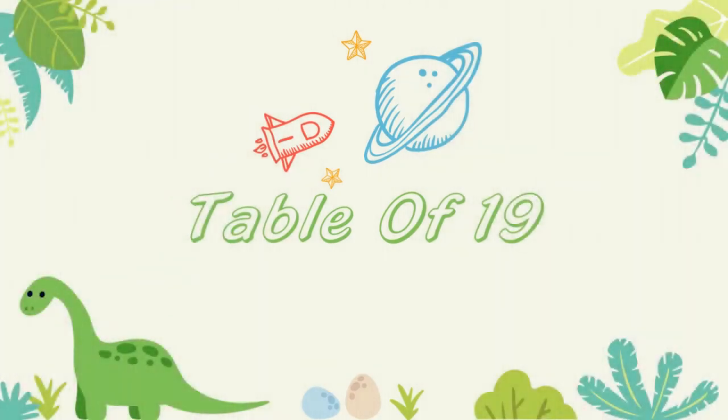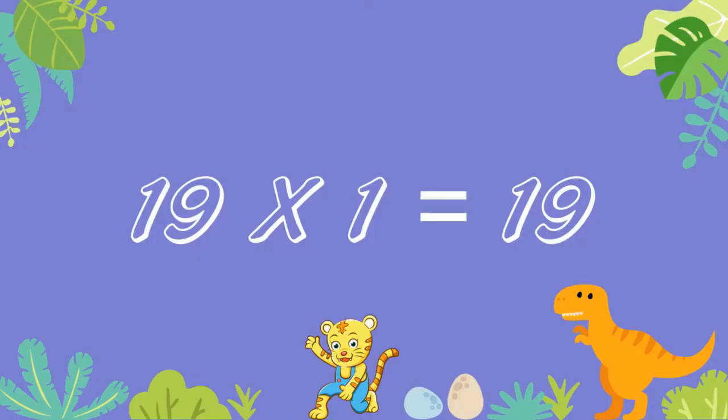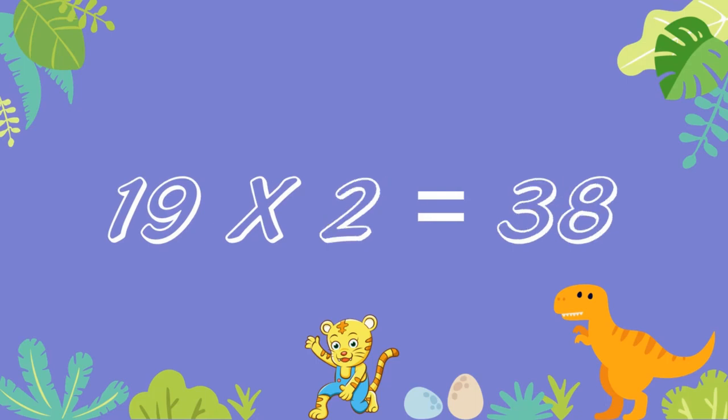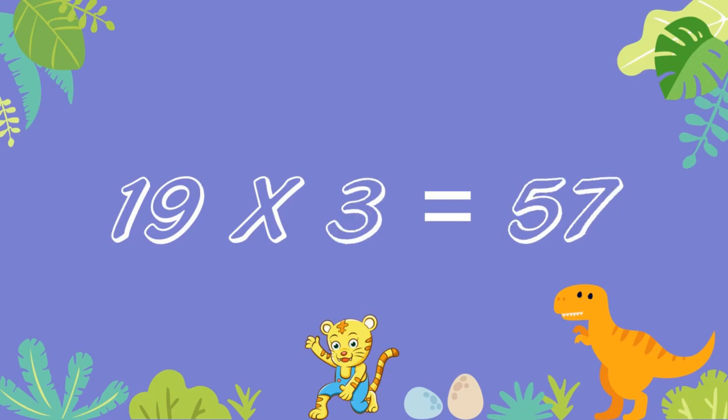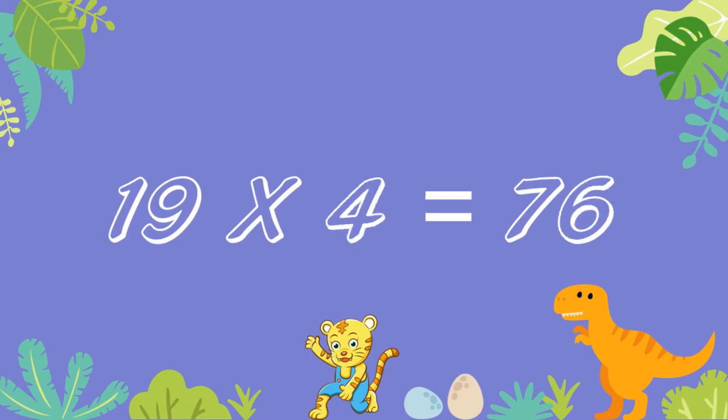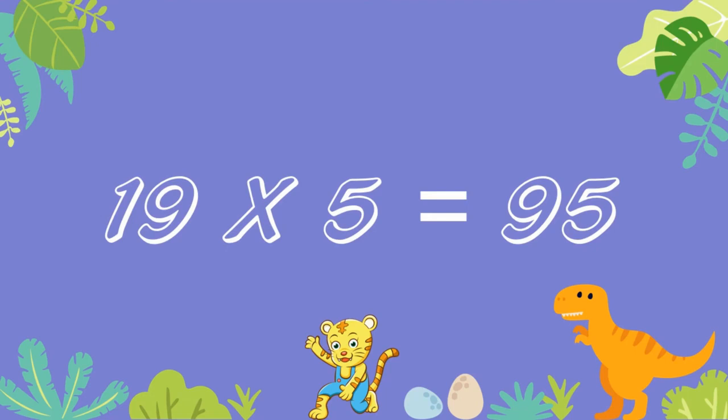Table of 19. 19 ones are 19. 19 twos are 38. 19 threes are 57. 19 fours are 76. 19 fives are 95.